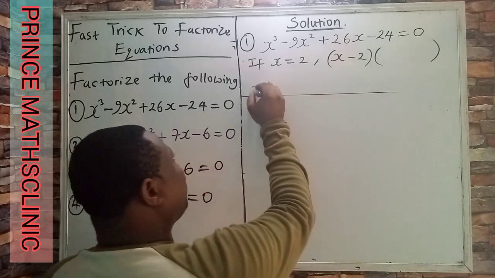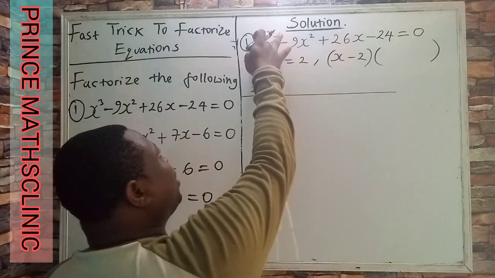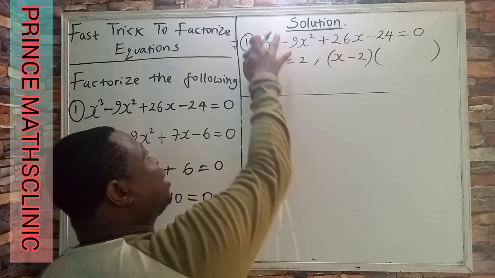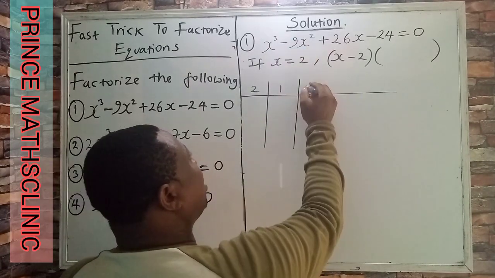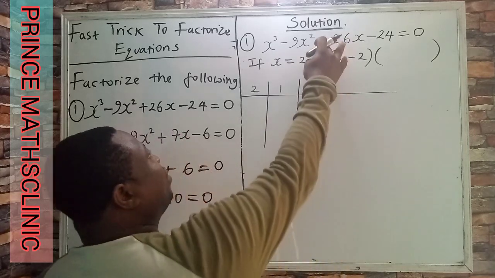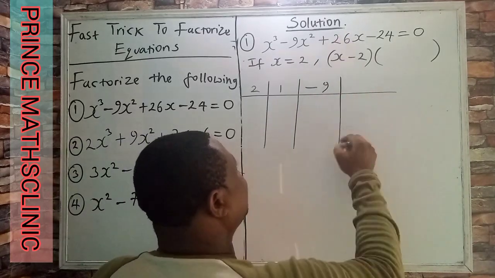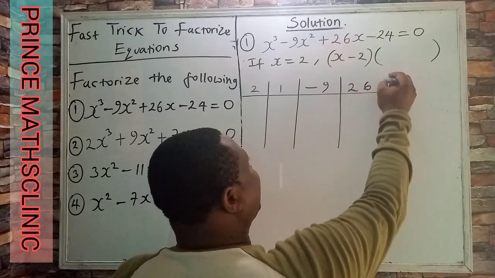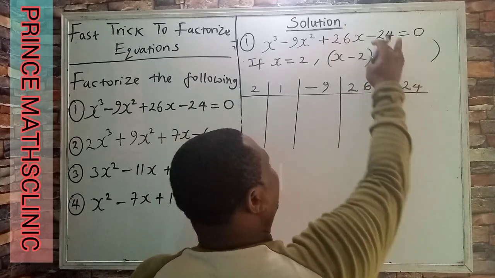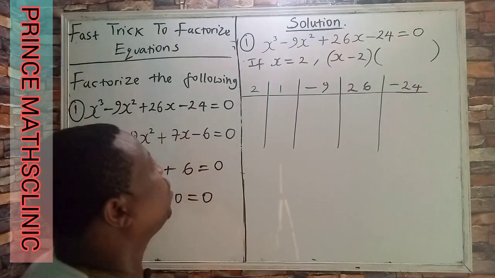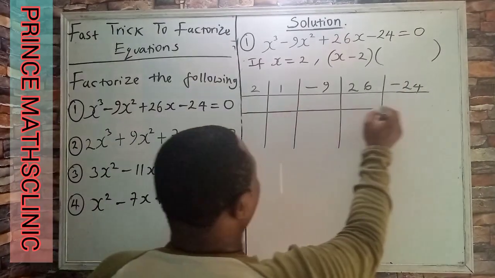So follow carefully. The coefficient of x cubed here is 1. I'm going to write down 1. The coefficient of x squared here is minus 9. I'm going to write it down. The coefficient of x here is positive 26. I'll write it down. Then here is negative 24, that means the constant there. So this is what I'm going to do.